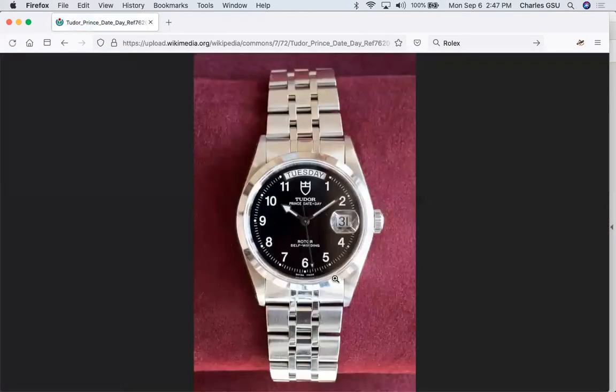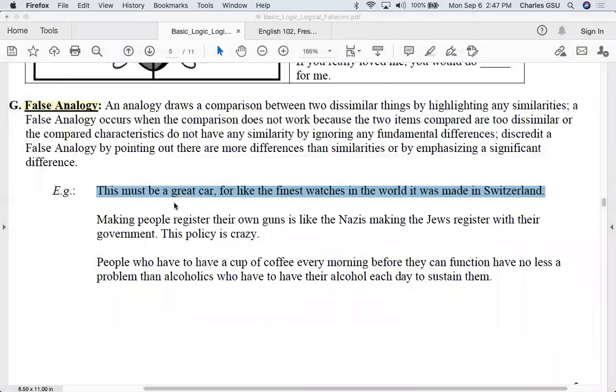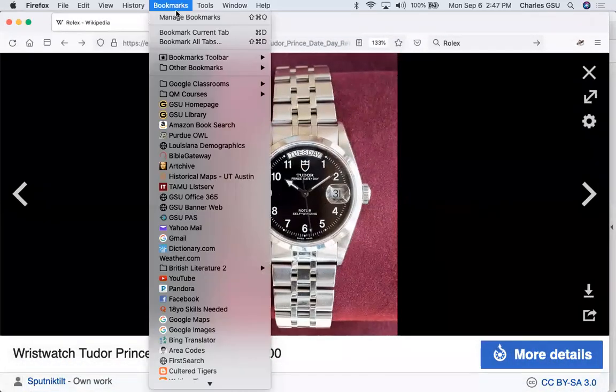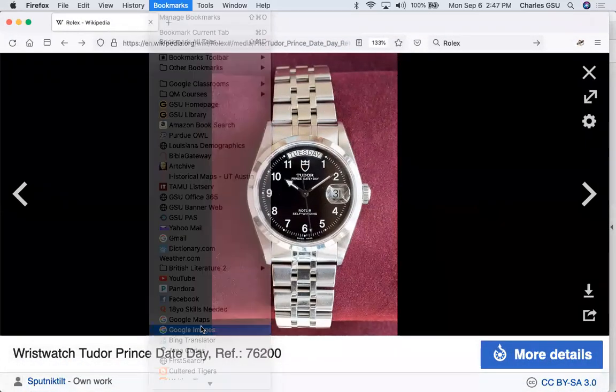Yes, they make great watches in Switzerland, but do they also make great cars in Switzerland? What great cars do you know of that are great selling or fast or whatever, right? It's really not an accurate comparison. However, if you wanted to keep the car, say this must be a great car for like the finest blank in the world, it was made in blank, you would need to retool this statement to say, okay, where are some of the finest cars made?